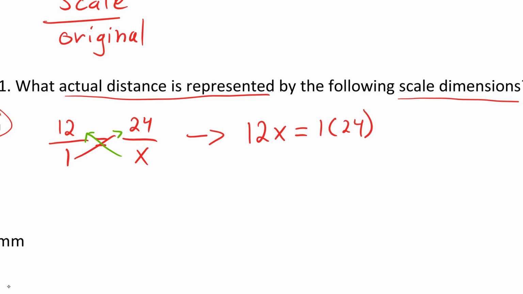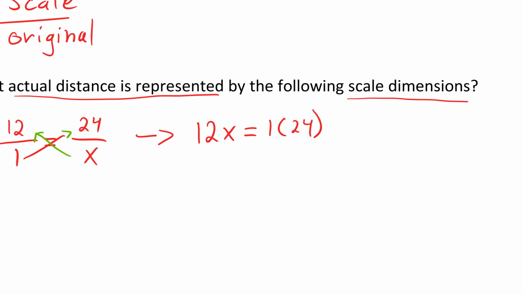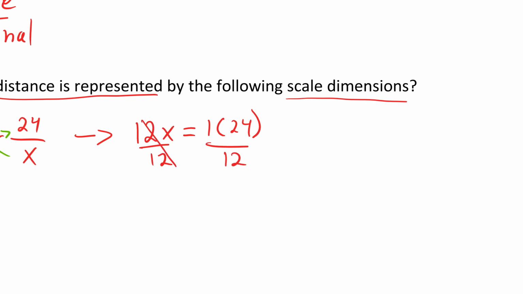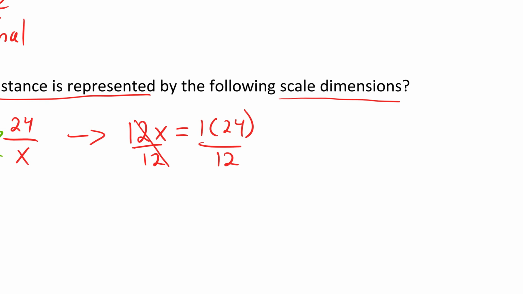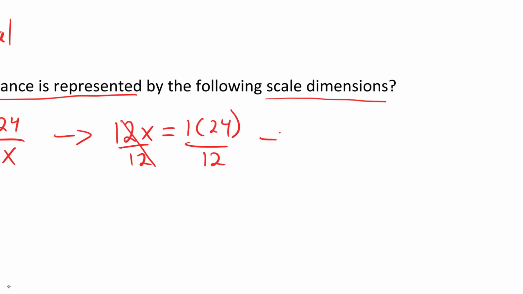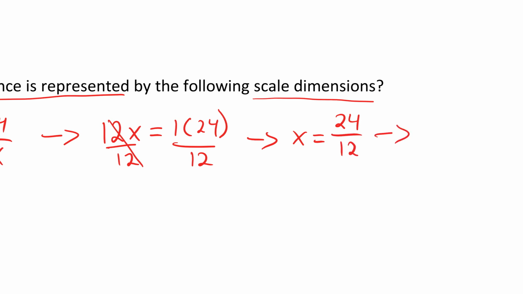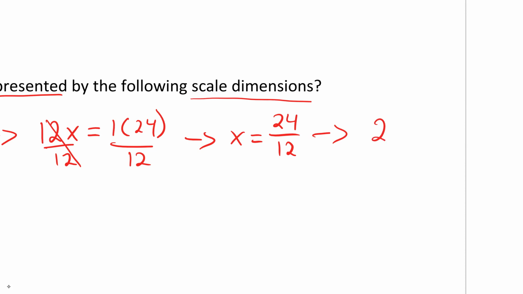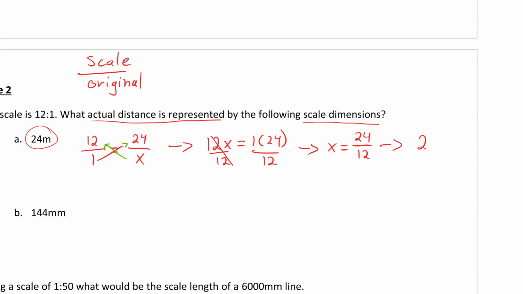Now we have to get x by itself, so that means we have to divide by 12 and divide by 12. This cancels off, so what we're getting now is 24 divided by 12. Let's just make this a little bit clearer so you can see it. So we have x equals 24 divided by 12. 24 divided by 12 gives us 2. And our unit is going to be meters. So that would be our final answer.